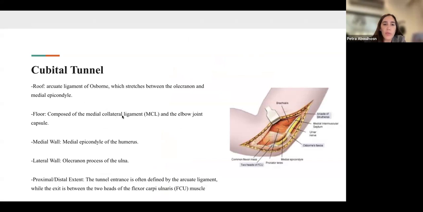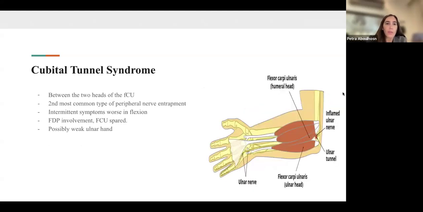The floor is composed of the MCL and the elbow joint capsule. The medial wall is the medial epicondyle, and the lateral is the olecranon process. So the tunnel basically begins at the arcuate ligament, and it ends at the two heads of the FCU. But when I talk about cubital tunnel syndrome, and this is the second most common type of peripheral nerve entrapment in general, usually it's between the two heads of the FCU, but it could be compressed in other structures in the cubital tunnel.